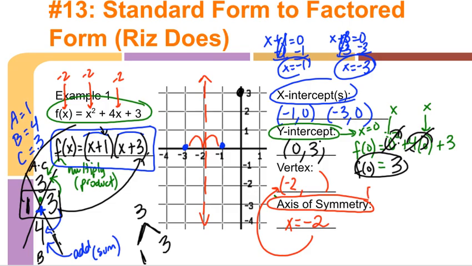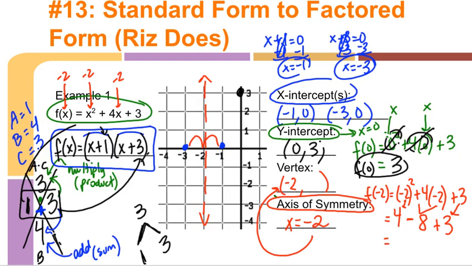So I'm going to write f of negative 2 equals negative 2 to the second power plus 4 parentheses negative 2 plus 3. Negative 2 to the second power makes a positive 4. Positive 4 multiplied by negative 2 makes negative 8 plus 3. Just brought that down. 4 minus 8 makes negative 4 plus 3 makes negative 1. So f of negative 2 is equal to negative 1.